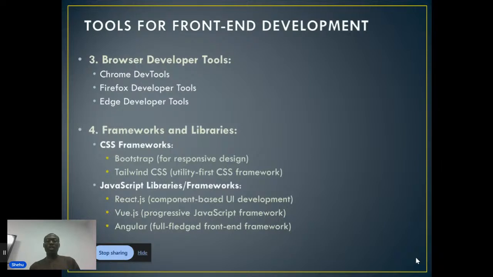Okay. Next, on the tools, we have frameworks and libraries. For CSS, we have different frameworks. When we start looking at CSS, how you can work with it, program with it, develop with it, we see the different CSS frameworks. We have Bootstrap, we have Tailwind CSS, and all that. There are others too.